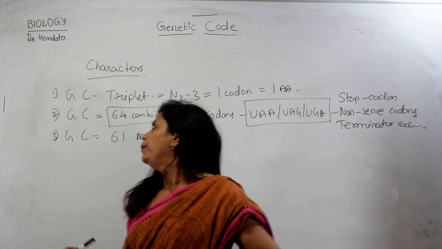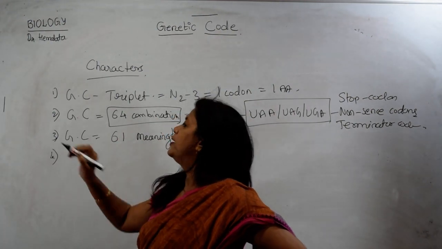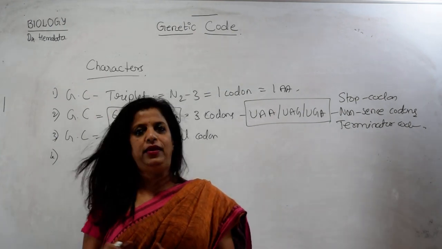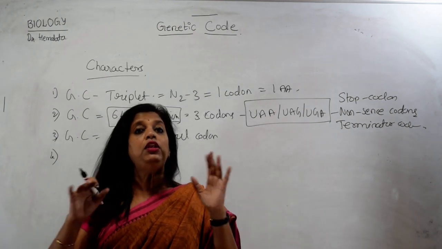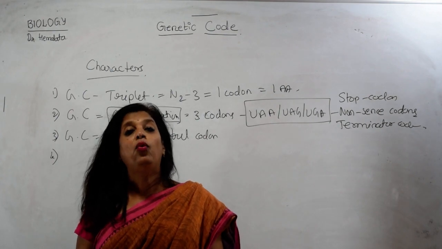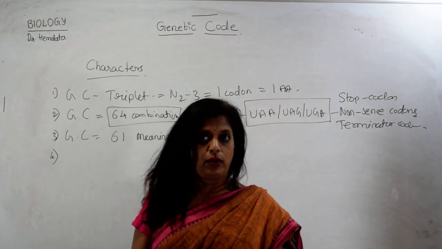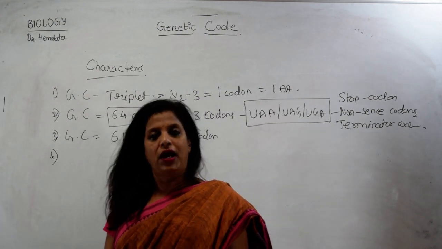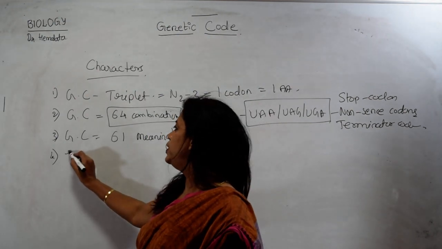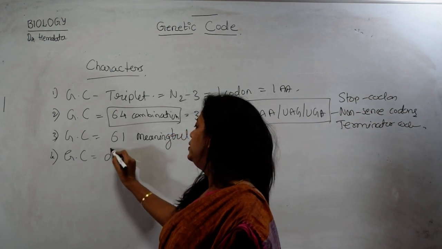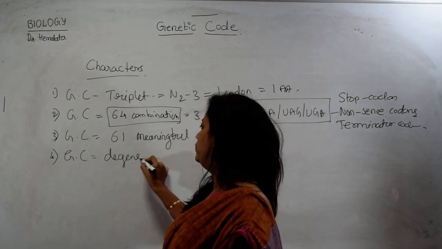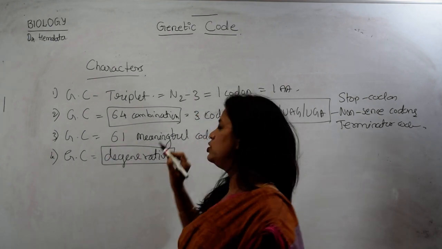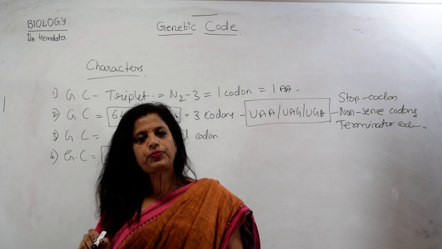Now, the fourth characteristic. Still, 61 is too high, no? We wanted only 20, but there are 61 meaningful codons. Then what are they going to code for? All those 61, which amino acids do they code for? The next characteristic, remember: the genetic code is degenerative. This is one word you should remember, or degeneracy of codons. What is degenerative?